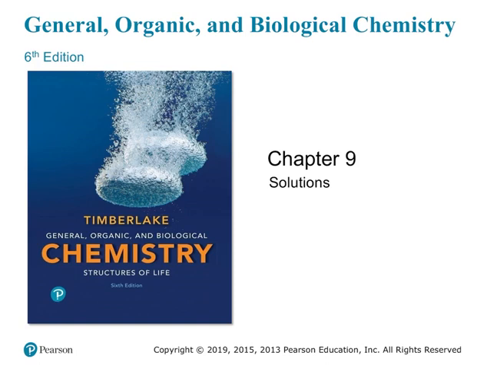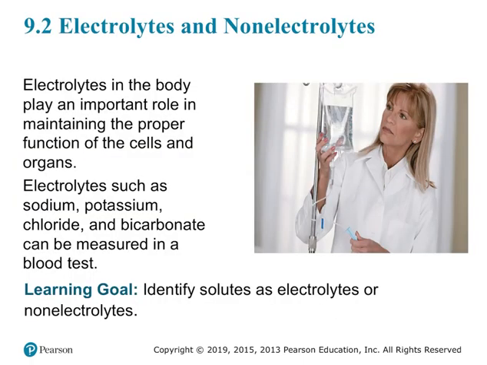Everyone, today we're going to continue our discussion of Module 6. So we're in Chapter 9, and we're going to discuss electrolytes and non-electrolytes. Electrolytes are really important for our body to function. These are things such as sodium ions, potassium ions, chloride ions, and bicarbonate ions. So our cells and our organs need these types of ions in order to properly function.